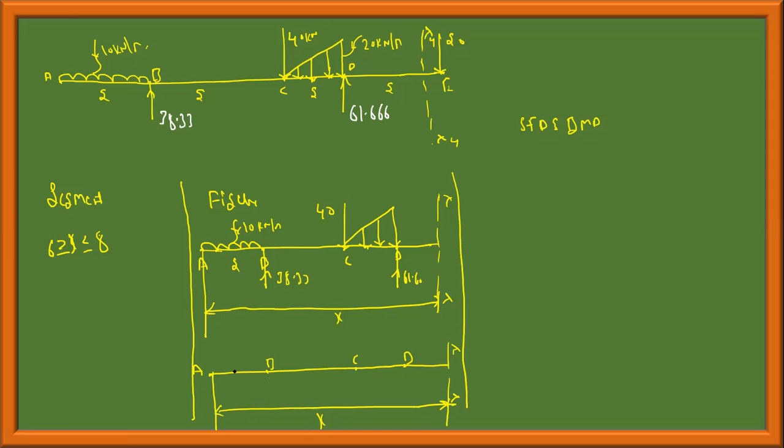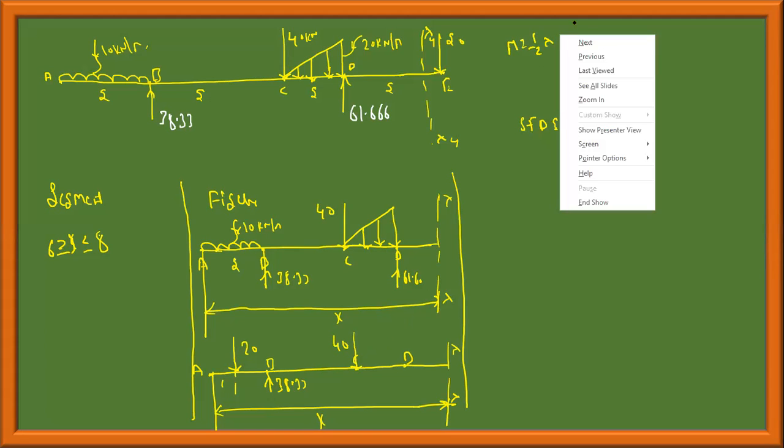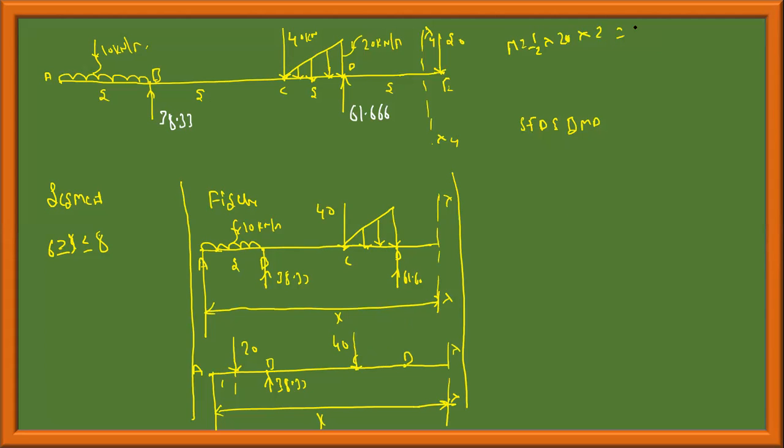Okay, this is 10 into 2, this is 20, this is 38.33, and this is 40. The entire load, half into b into h, magnitude, which is half into b, b is 20, 20 into height 2, which is equal to 20, is acting at the centroid. Centroid is here. This is 20. This is 2.